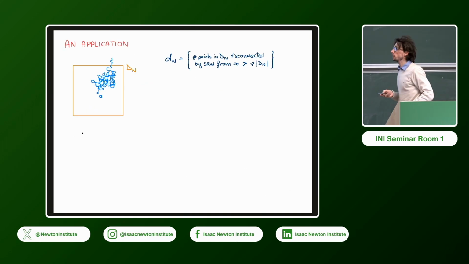Let's see, in the last couple of minutes, an application that is not the range. So let's look at AN to be the number of points in this big box, Dn. Could be anything, it needs to be macroscopic. And the number of points that are disconnected by simple random walk from infinity, we want this to be a positive fraction of the whole set.